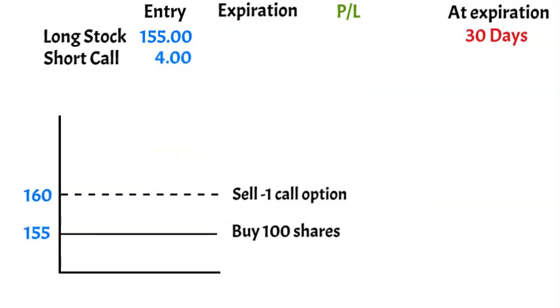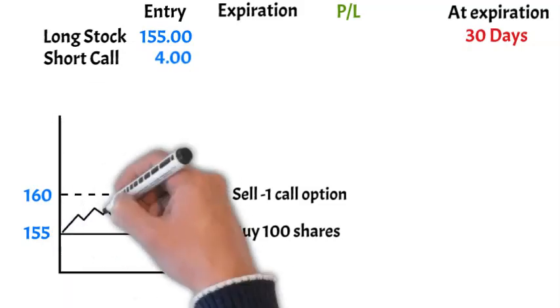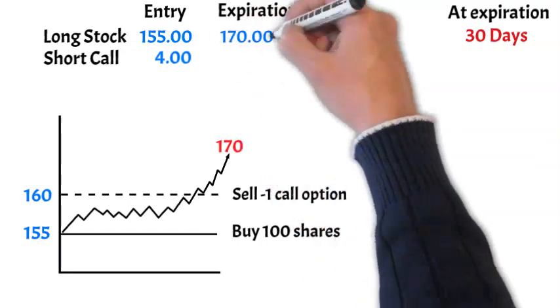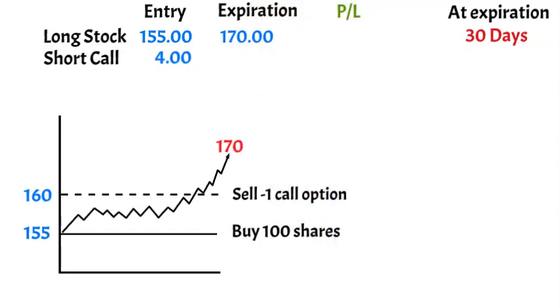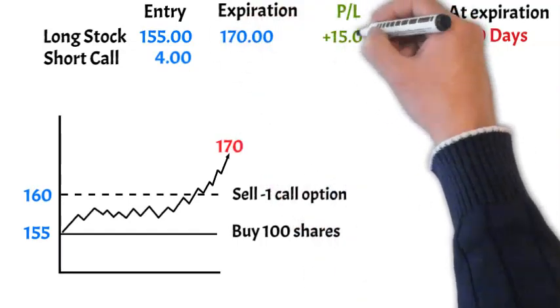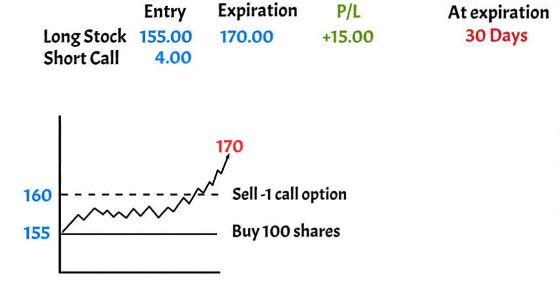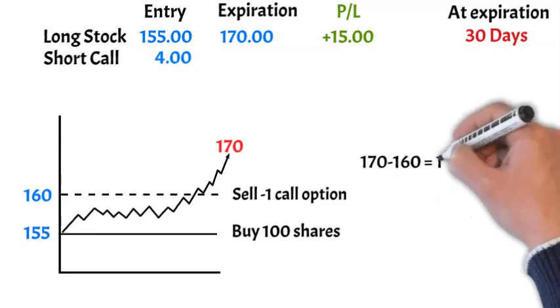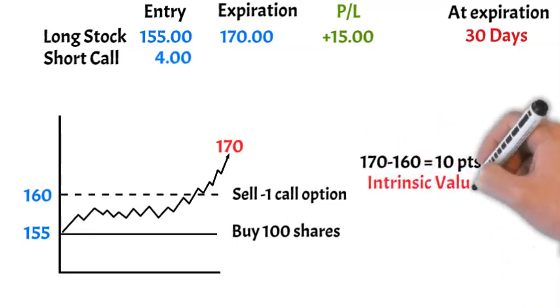Scenario number 2, stock XYZ is currently trading at $155, but this time it goes to $170 by expiration. This is where selling a call will limit your profit potential. The stock gained 15 points, but since the stock is above the strike, the call now has intrinsic value, or in this case 10 points of intrinsic value.